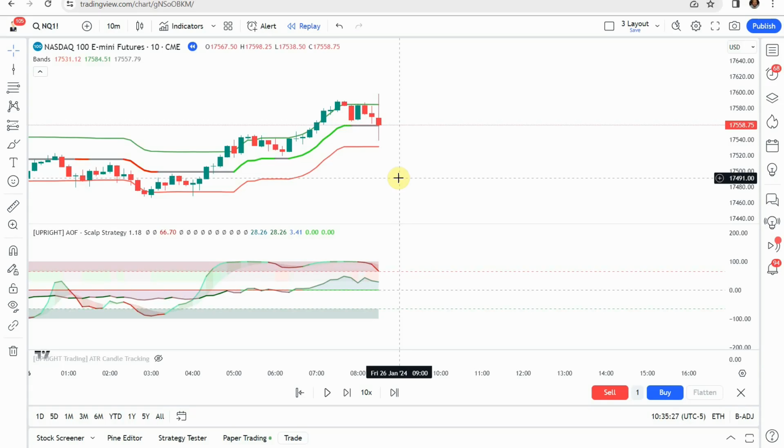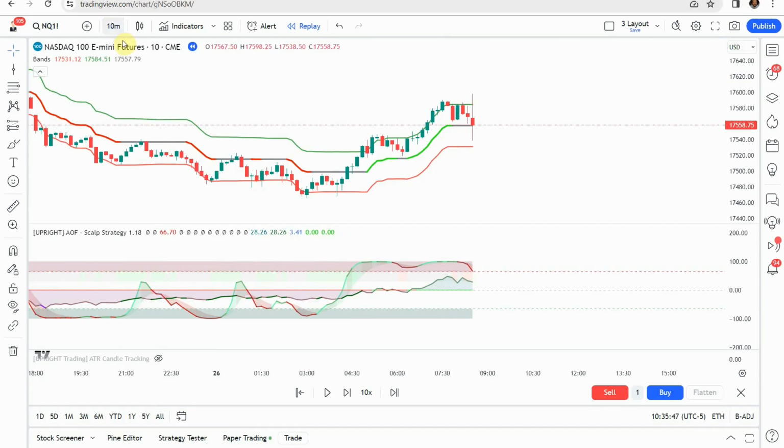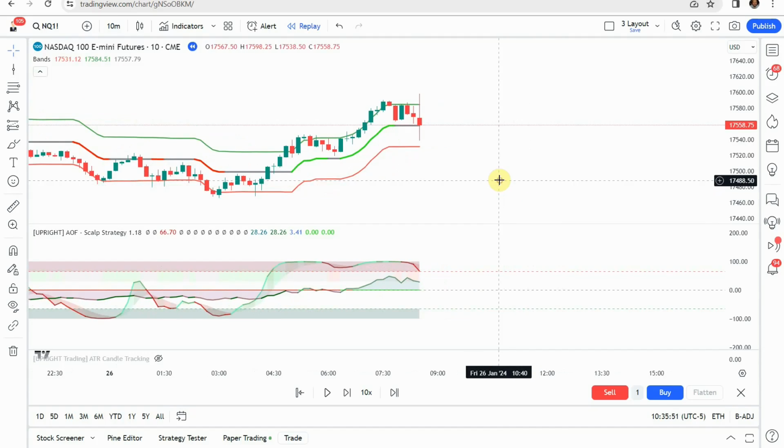On the losing side, you would have lost 221% for an overall gain of 593%. And that is from December 1st until now. So basically one month roughly, you would have gained 593% trading this strategy, again on the 10-minute chart of the E-mini futures, taking every single trade.